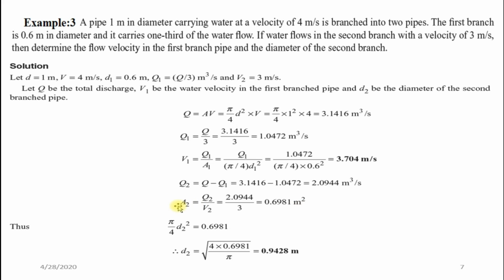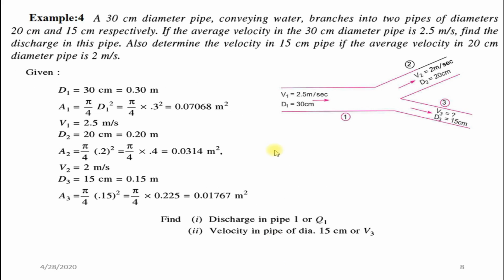Once you get A2, you can easily find out the diameter of the second branch, because the cross sectional area A2 of the second branch is equal to pi into d2 square by 4. While substituting into the formula, you have to put the respective diameter. If you are finding total discharge, then diameter of 1 meter you have to substitute. If you are finding discharge through the first branch pipe, then the respective diameter, that means d1, you have to take to consider the problem. Now finally you will get d2 as 0.9428 meter.